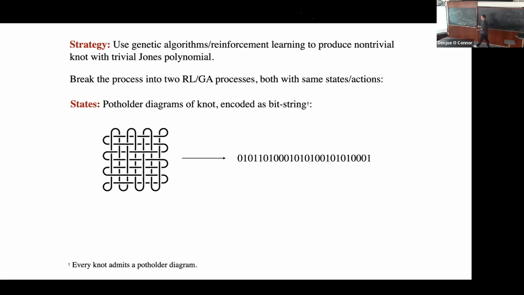There's actually lots of ways you can phrase this. Here's one way to do it: if you look at what are called potholder diagrams, every knot admits a potholder diagram. A potholder diagram is just something that looks like this, where I'm allowing myself to change the crossings in any way possible. But every knot that you pick can be put into a diagram of this form. Now, once your knot is in a diagram of this form, you can represent it entirely as just a bit string, zeros and ones. Okay?